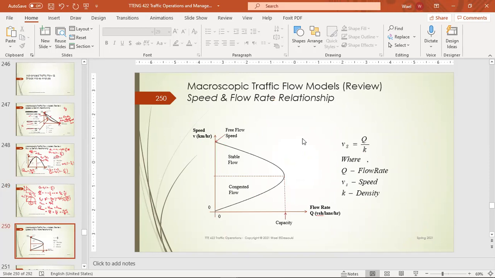Here we also showed the relationship between speed and flow. At free flow speed, the flow is 0, and as the flow starts increasing, the speed starts dropping until it reaches this point. After that, the speed and the flow both start dropping. This is the congested flow, and this is the stable flow.